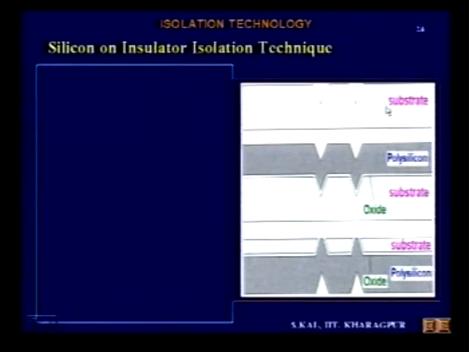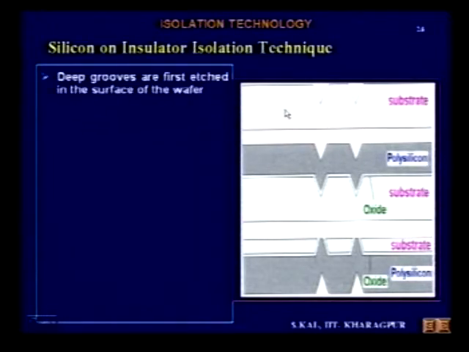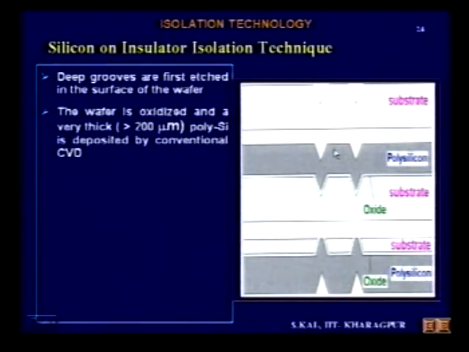You see here, this is the substrate, and in this substrate first you etch a V groove. V groove etching is being done. These deep grooves are first etched in the surface of the wafer. Then the wafer is oxidized. A thin layer of silicon dioxide is formed. In the V groove also it is formed. The wafer is oxidized, and a very thick, greater than 200 micron polysilicon is deposited by conventional CVD technique. This is the thin oxide, and then polysilicon is deposited by conventional CVD technique.